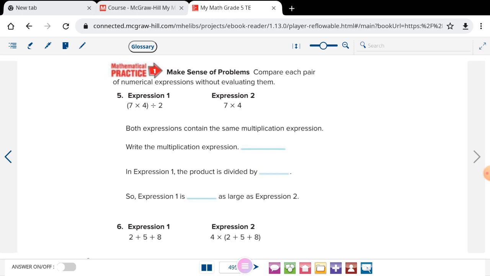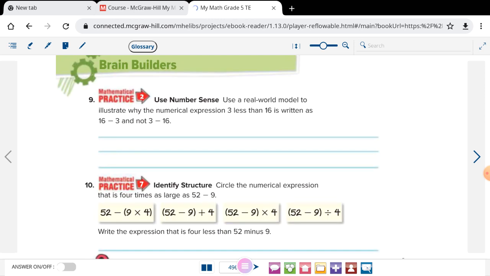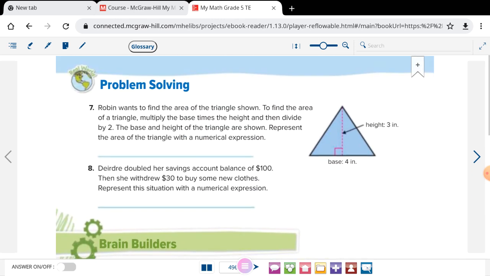Okay, let's go ahead and turn the page and do a couple word problems. Robin wants to find the area of the triangle shown. To find the area of a triangle, it says multiply the base times the height and then divide by 2. Let's underline that phrase because it's telling us what to do. Multiply the base times the height, then divide by 2.